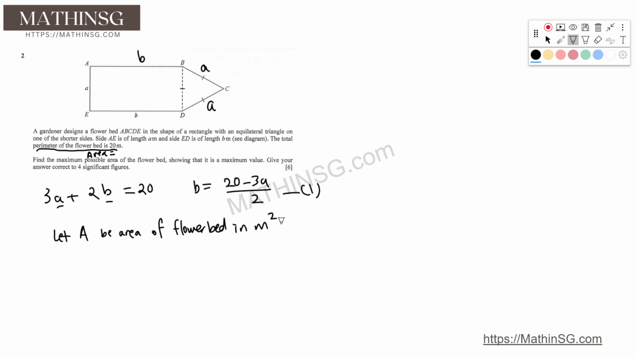in meters squared. So the area of the flower bed will be equal to the area of the rectangle, which is a times b, plus the area of this triangle. I do not have the height, but I know that for an equilateral triangle, all the angles are 60 degrees. So I can use half times a squared times sine 60 degrees, and sine 60 degrees is root 3 over 2. I also want to substitute in my b, because later on when I differentiate, I only want to differentiate A against small a.